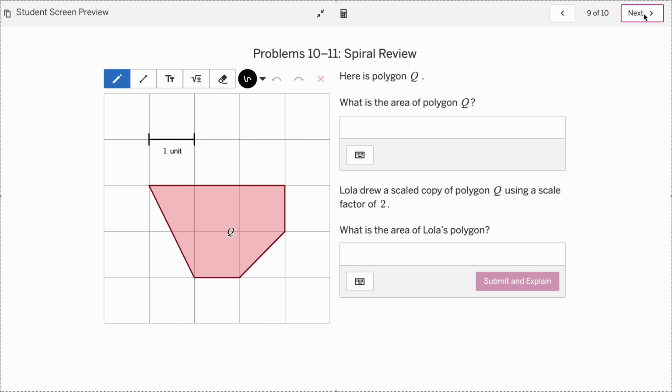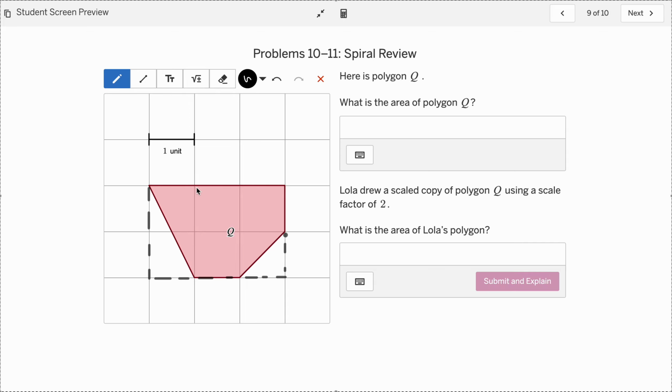Okay, so what is the area of polygon Q? So here's polygon Q, and we have to figure out what the area is. So with this one, personally, what I would do is I would draw myself a rectangle all the way around it and find the area of that. And I see that that is 2 units by 1, 2, 3 units. So my area of this whole thing would be 6 units.